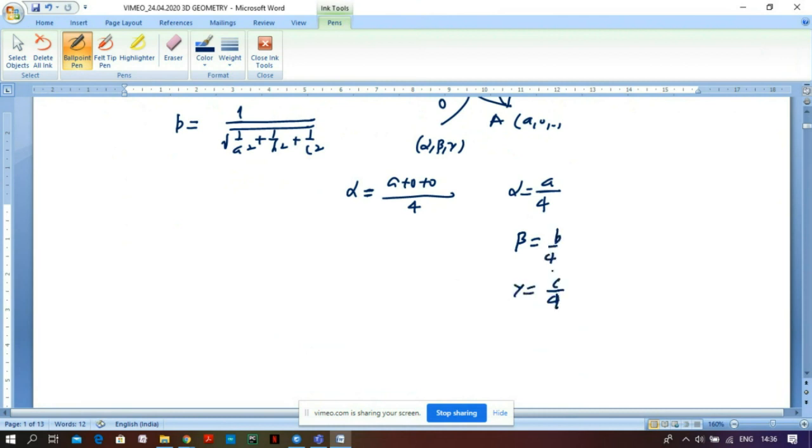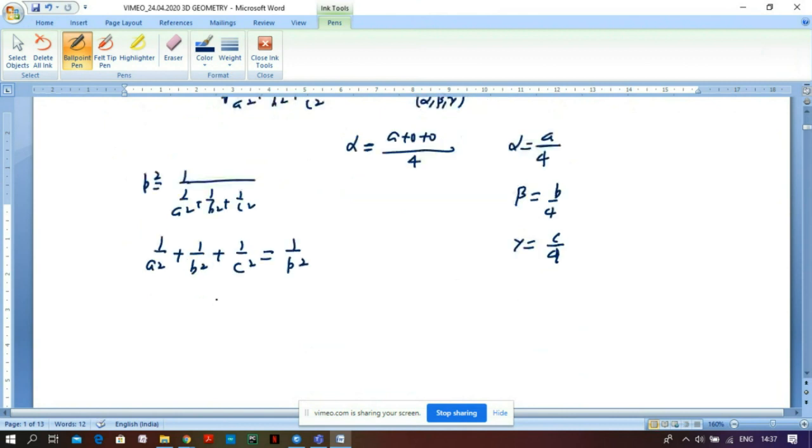I want to find the locus of alpha, beta, and gamma. My constraint is right here. So I write p squared is 1 over (1 by A squared plus 1 by B squared plus 1 over C squared), which I can again write as 1 by A squared plus 1 by B squared plus 1 over C squared is 1 over p squared.